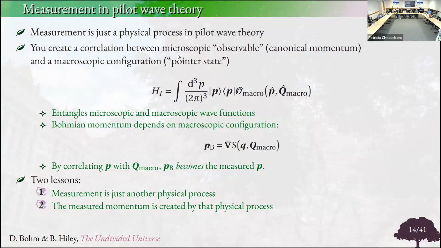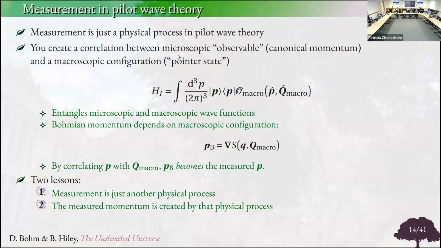So that's a really weird thing. And there are kind of two lessons here. Measurement is just another physical process. You create this correlation between configuration of a macroscopic system and whatever microscopic observable you want to measure. And because configurations exist at all times, you can just look at the device. Its configuration doesn't collapse, it just was that already. Hence why you don't need a collapse axiom.